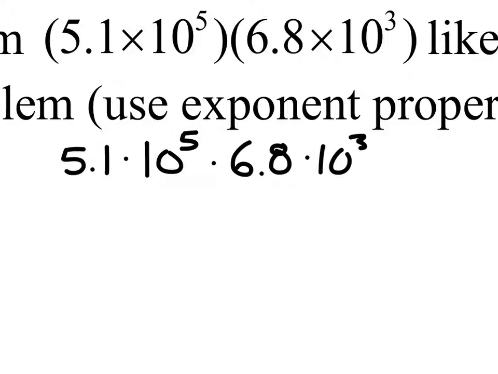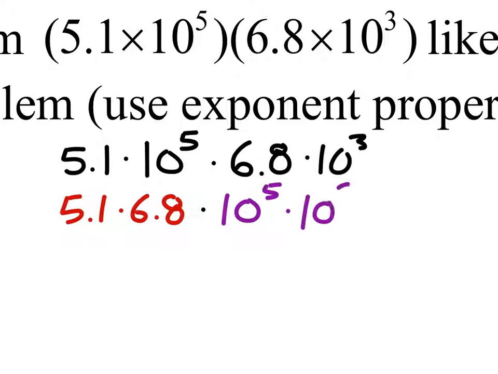So I'm going to move the 5.1 and multiply the 6.8 first. And then I'll be multiplying that by base 10 to the power of 5 times base 10 to the power of 3. So again, I've just commuted these and moved them closer together so I can have some similar bases closer together. Next, I've got 5.1 times 6.8.